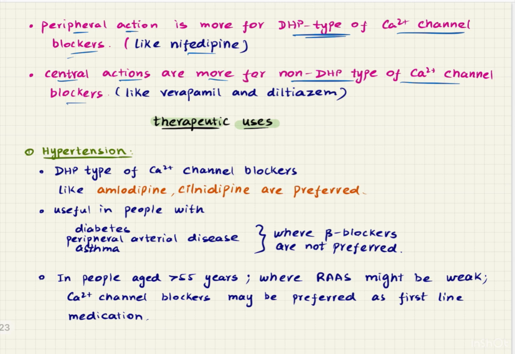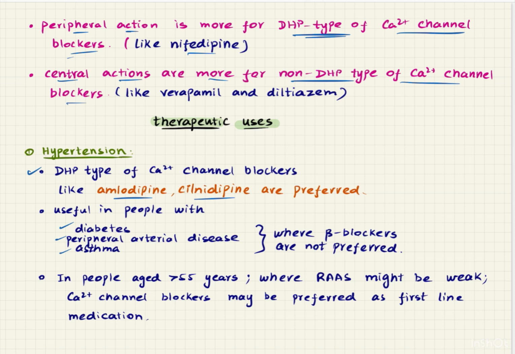Okay, now coming to the therapeutic uses of these drugs. First therapeutic indication is hypertension, for which dihydropyridine type of calcium channel blockers are preferred, especially amlodipine or cilnidipine. And we know that calcium channel blockers are very useful, unlike the beta blockers, which in some cases in diabetics and people with peripheral arterial disease or asthma are not preferred. In those kinds of cases, we can prefer calcium channel blockers.